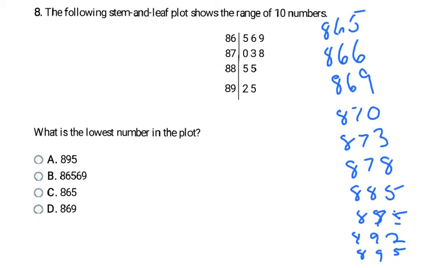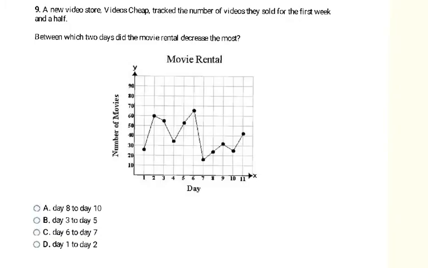And they always do them smallest to biggest. It's always in numerical order. So to get the smallest number, I would just go to the top row in that first leaf. So that's going to be 865, which is C.